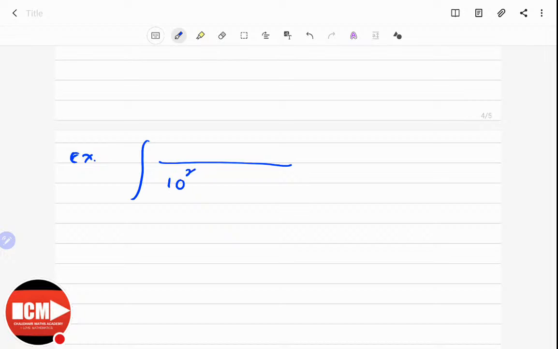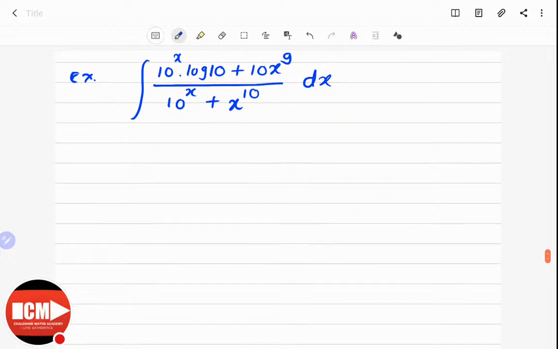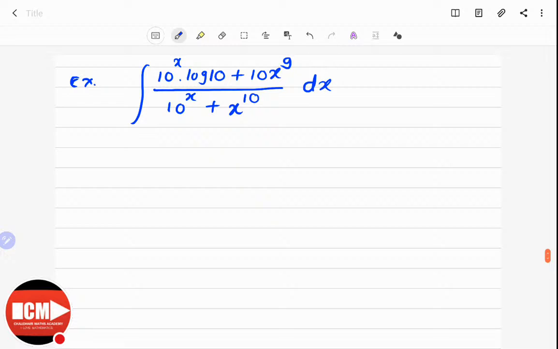So the question is: 10 raised to x plus x raised to 10 is in the denominator. In the numerator they provided you 10 raised to x into log 10, plus x raised to 9 times 10. This is the given problem. At first glance, if you observe, this question looks complicated. This looks horrible.